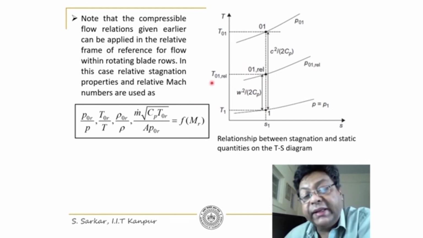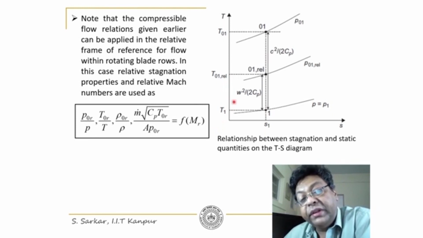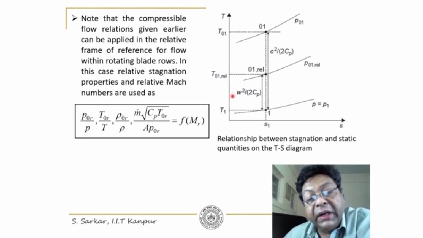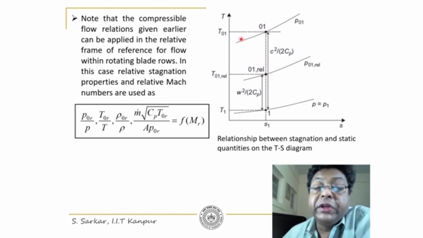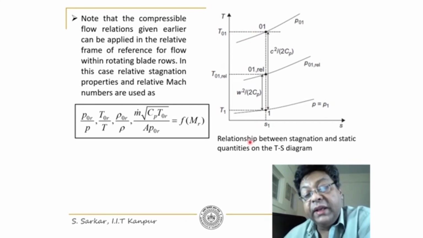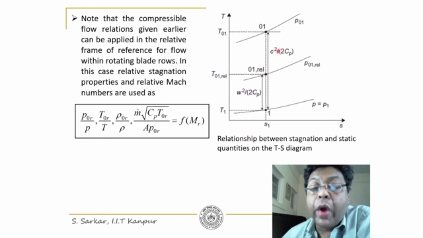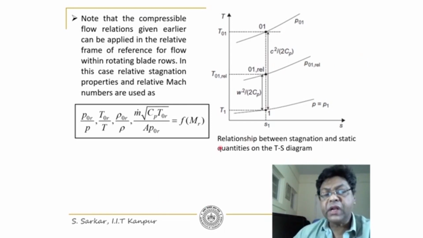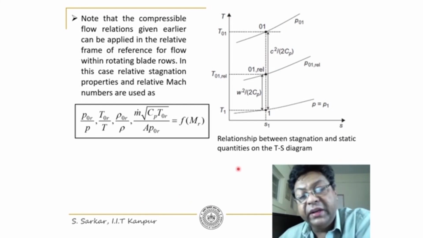Now you can understand the relative total temperature and static temperature, the difference between these is nothing but W squared by twice Cp, where W is the relative velocity. Similarly, the difference between total condition and the static condition in the stationary frame of reference can be related with C squared by twice Cp. This is a very good representation.